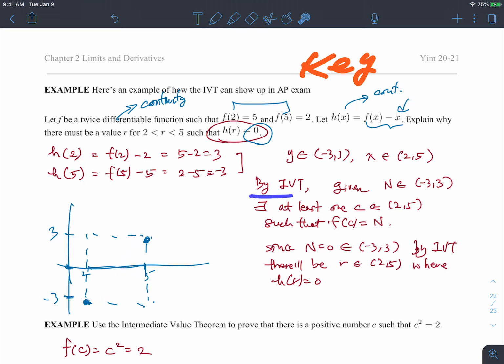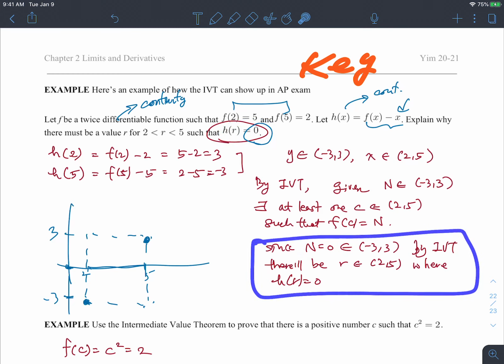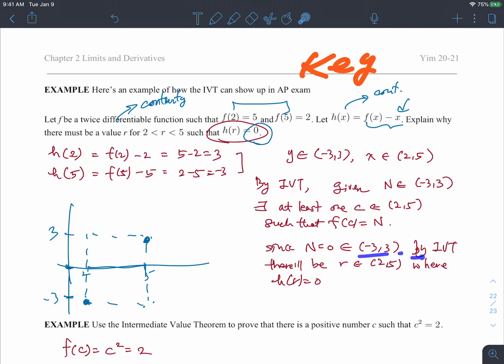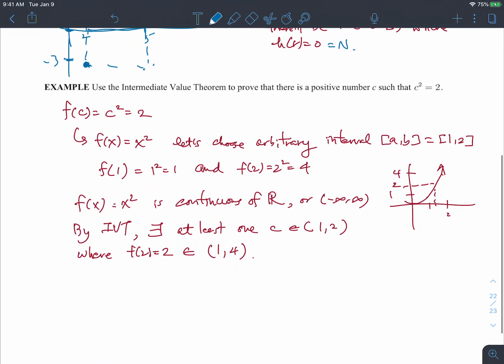So by IVT, given that n is between negative 3 and 3, there exists at least one c in 2 to 5 such that f of c is n. So I just stated IVT pretty much word for word in a slightly different way. But we know that the n that we're looking for here, guys, right here, is between negative 3 and 3. So this is the part that is the answer. Since n is between that, by IVT, there will be an r between 2 and 5 where h of r is 0. That's the n. And then we're done.